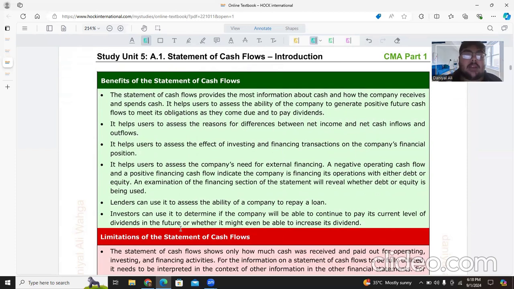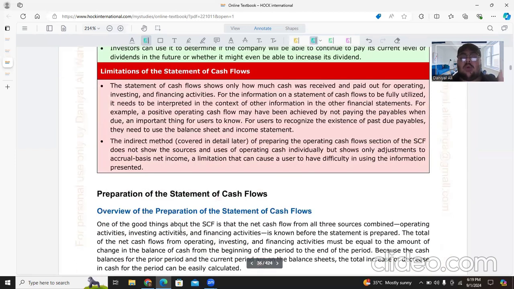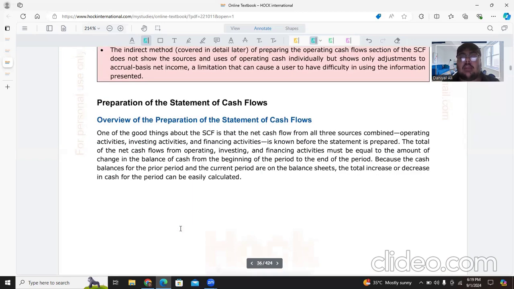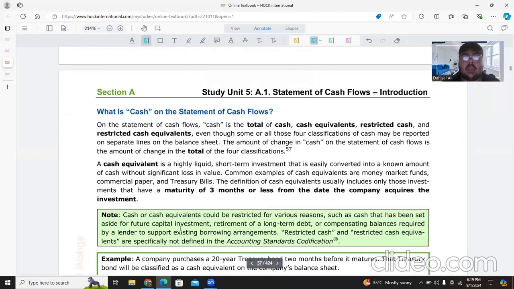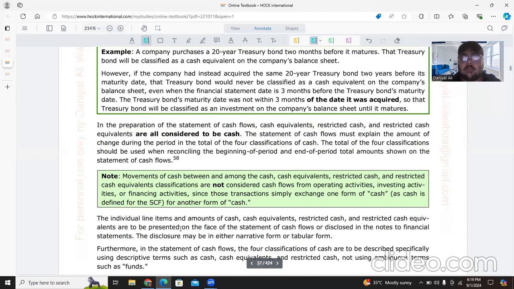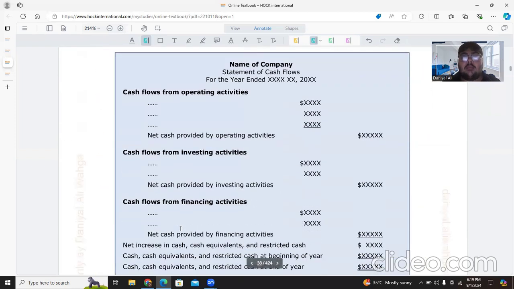There are some benefits and there are some limitations. Let me go back to my Excel file and I'll be sharing that with you. Let us see further what format ASC 230 explains. How you prepare the cash flow statement. Let us look at that and then move forward.